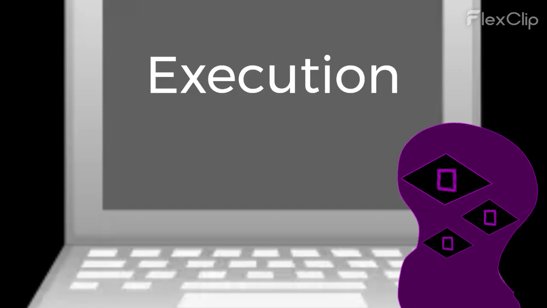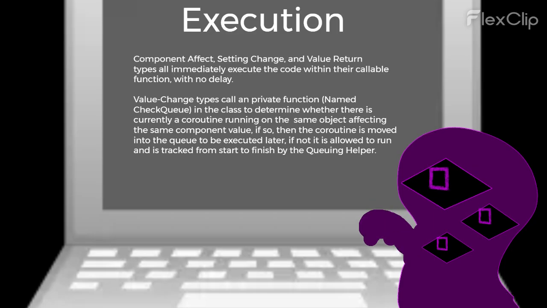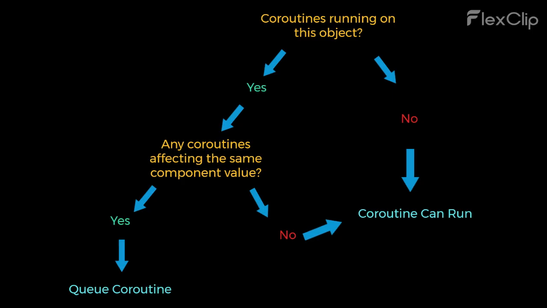When a function is called, the execution varies based on the type. Component effect, setting change, and value return types all immediately execute the code within their function, no delay. Value change types call an internal function, which we've called checkQ, to determine whether there is currently a coroutine running on the same object affecting the same component value.